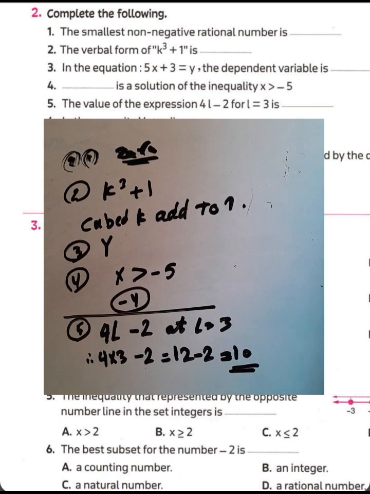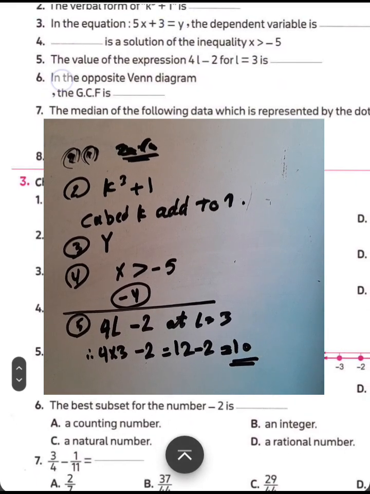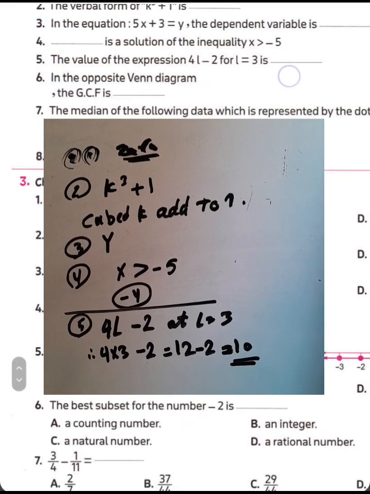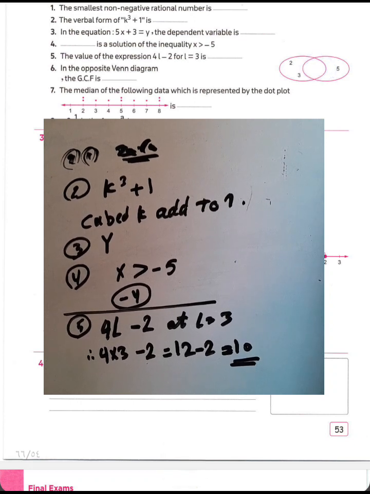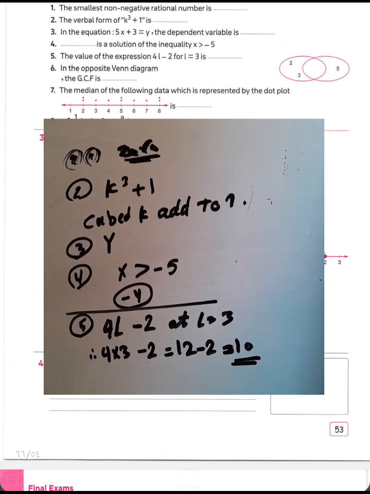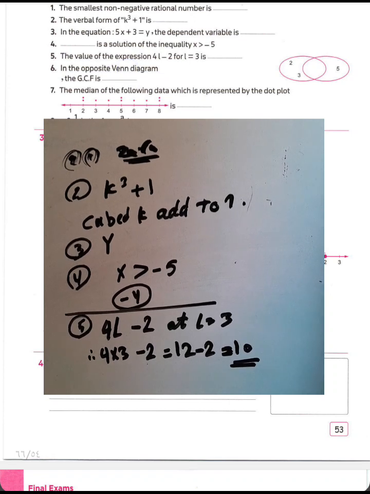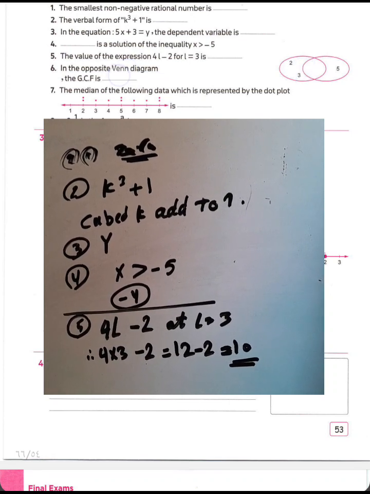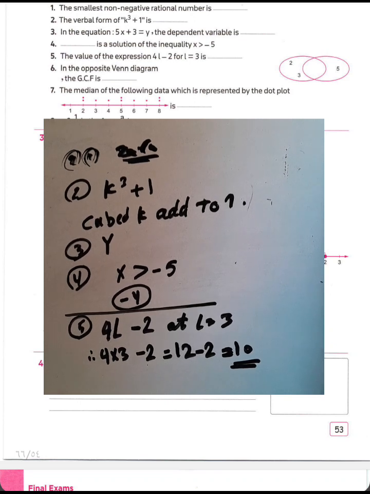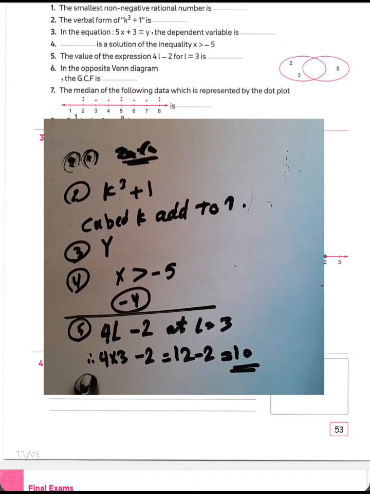Understood? Question number 6. In the opposite Venn diagram, the greatest common factor will be 1. This part was empty. It means the greatest common factor between the first number, 6, and the second number, 5, is 1. The result will be 1.